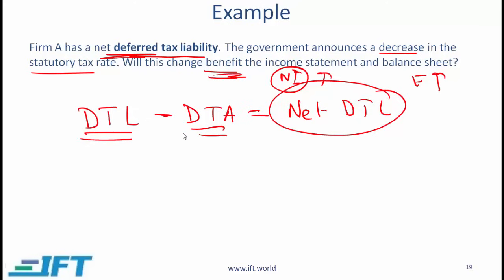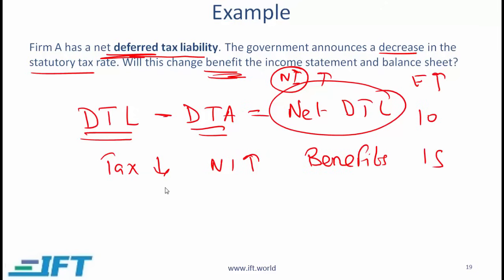So simplistically, we can say that a company has a deferred tax liability. Let's say that the deferred tax liability is 10. If the tax rate comes down, then obviously the taxes are lower and the net income is higher, so that benefits the income statement. What about the balance sheet? When we have a lower tax rate, then this net deferred tax liability comes down.